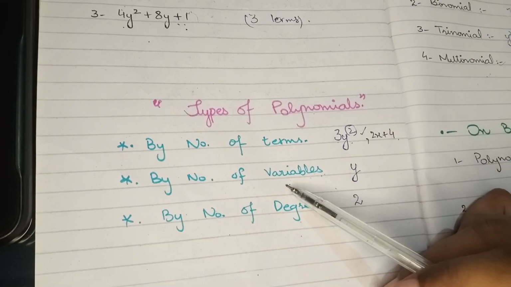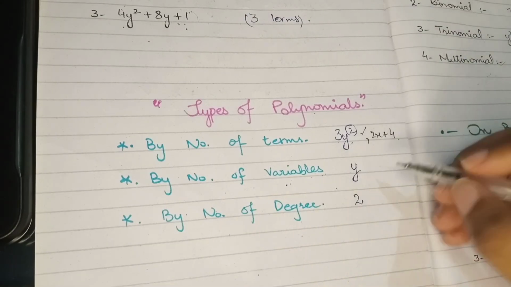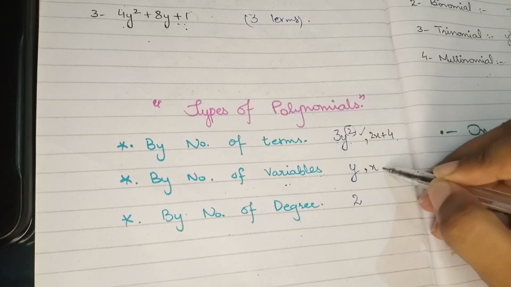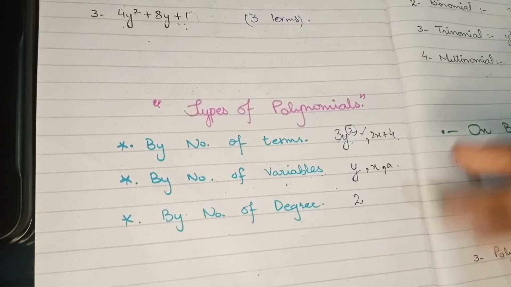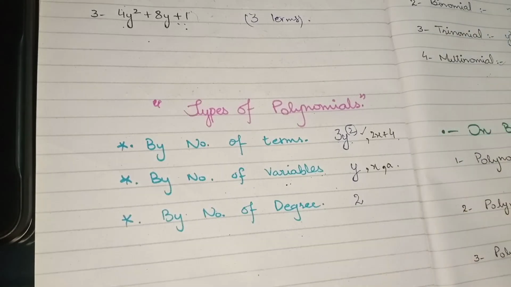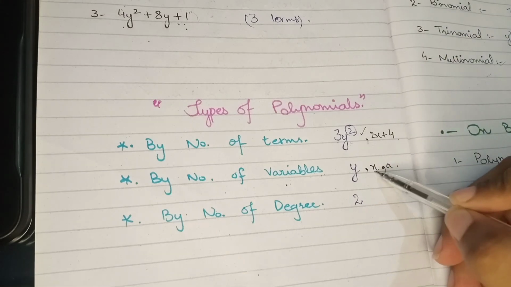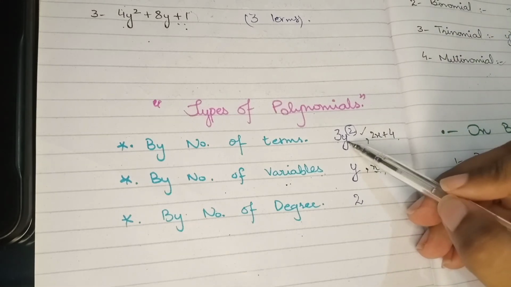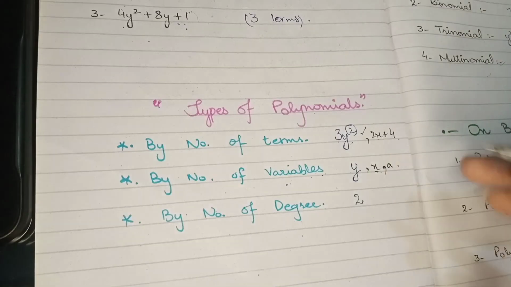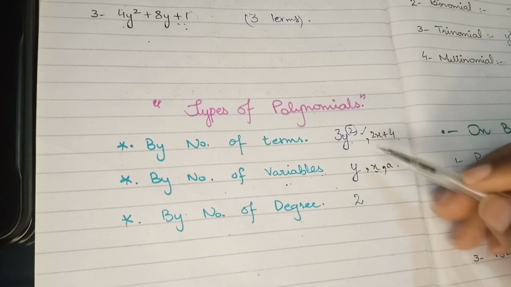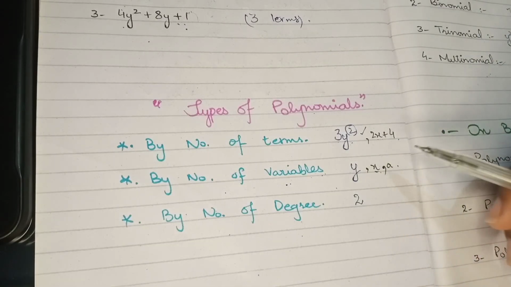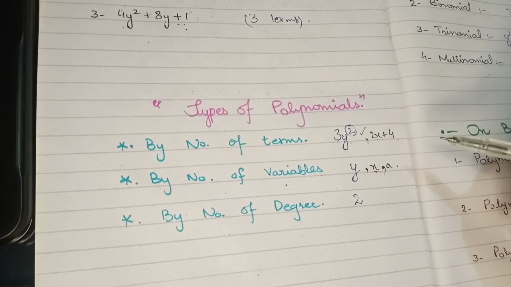By the number of variables. Variables can be x, y, a, b, and they can be all together present in an expression, or they can be present alone. Like if a single x is present, here you can see a y is present, here you can see an x is present. But when they combine, they can also form an expression with both variables present, x and y.